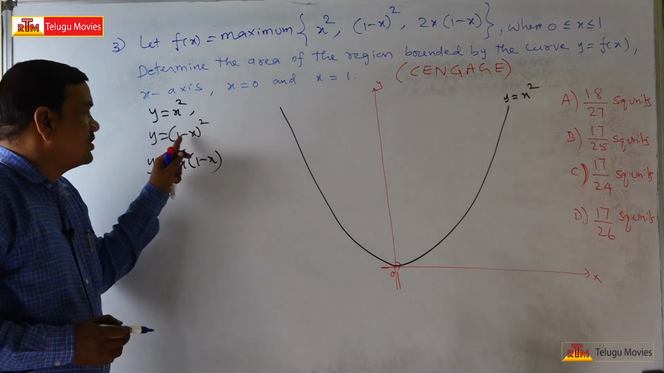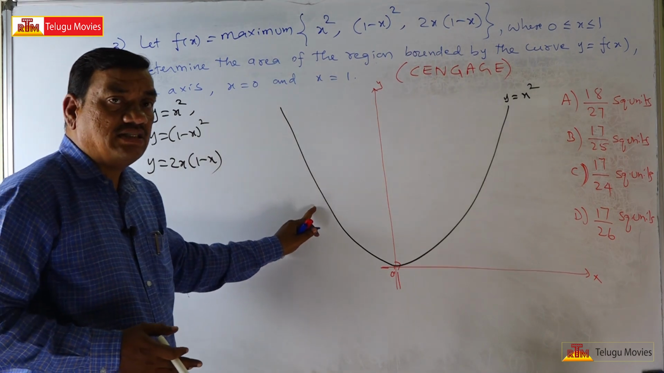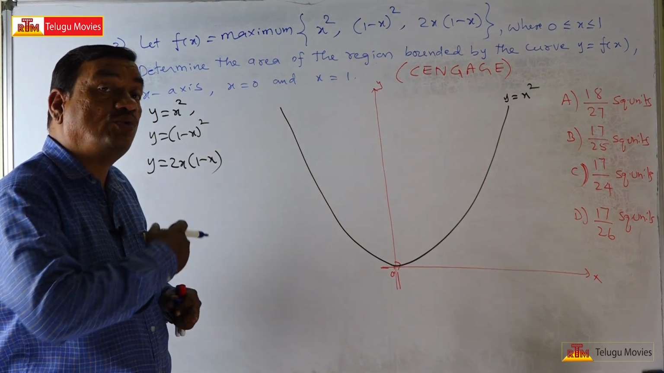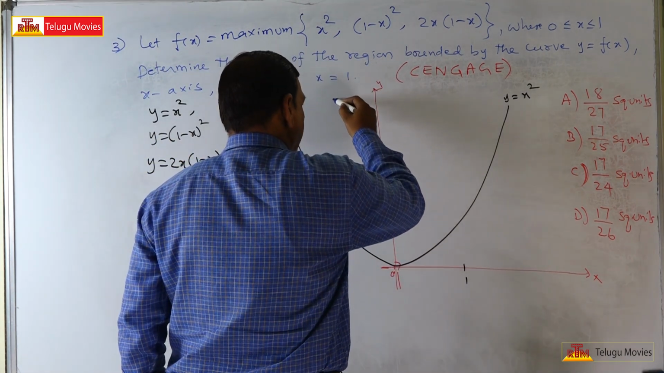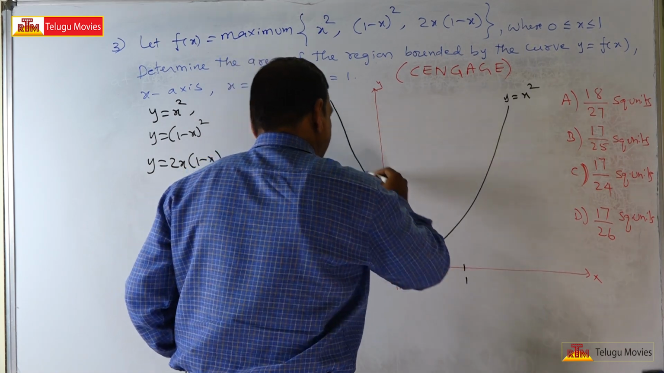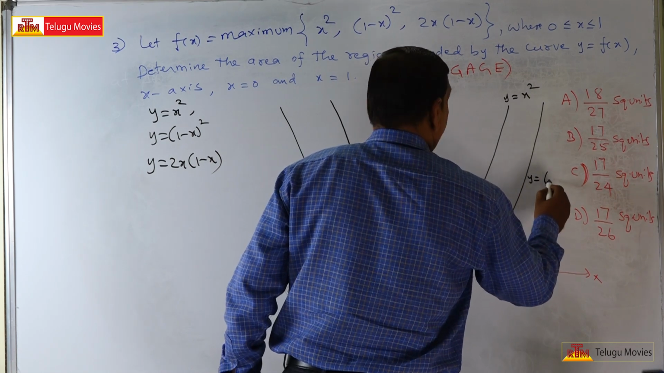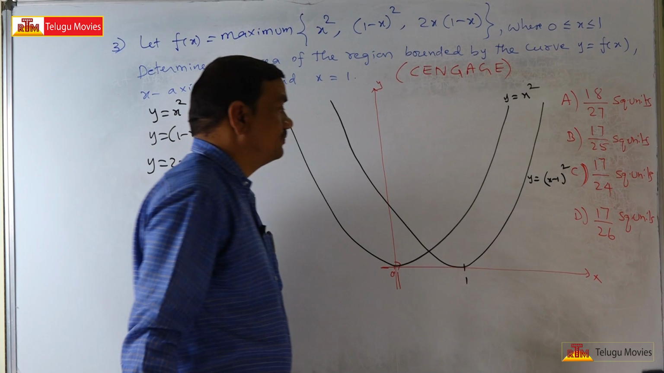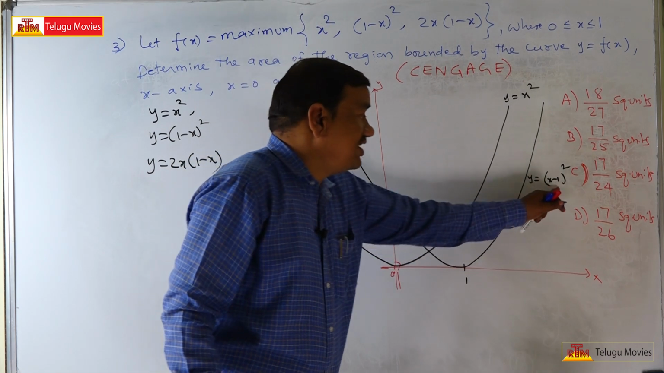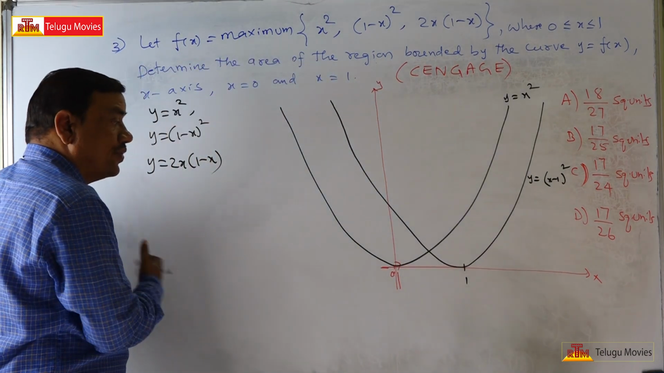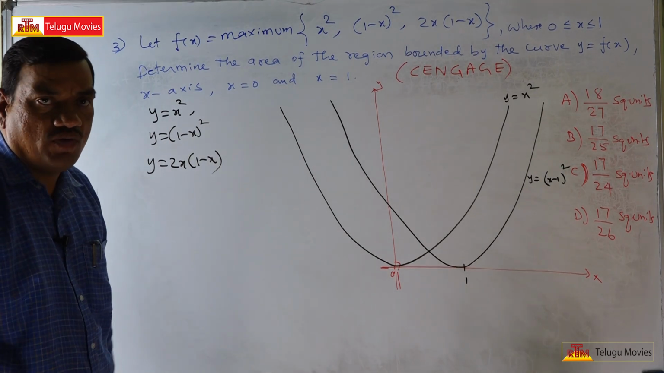But here we can take 1 minus x or x minus 1. X minus 1 means what? The parabola's center shifts 1 unit to the right side. If you take 1 here, it shifts 1 unit to the right side. So this is the y is equal to (x minus 1) whole square parabola. If it is minus 1, it shifts to the right side. If it is plus 1, it shifts 1 unit to the left side. Right, very good. The graph of y is equal to (x minus 1) whole square is also over.